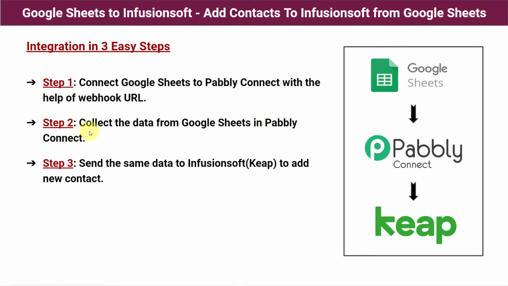Then step number 2 says collect the data from Google Sheet in Pabbly Connect. Now the data which we will enter in our spreadsheet, the information of our new lead, I want that same data to be transferred to Pabbly Connect. So step number 2 says the same. And step number 3 says send the same data to Infusionsoft Keap to add a new contact. Okay. Now Pabbly Connect in the end will send the same data to Keap so that Keap can create a new contact for that new lead. Okay, now let's start with the process, guys.